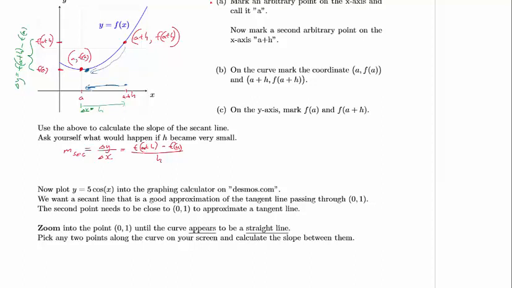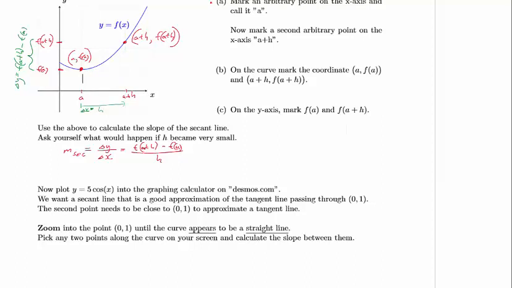I'll tell you what happens when h is very small. The slope of the secant line formula that we have will start to come very close to the slope of the tangent line. And this is the second point that is very important, and you need to make sure you do not forget it.